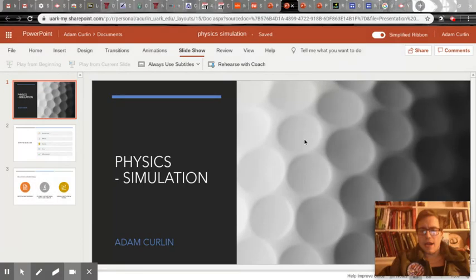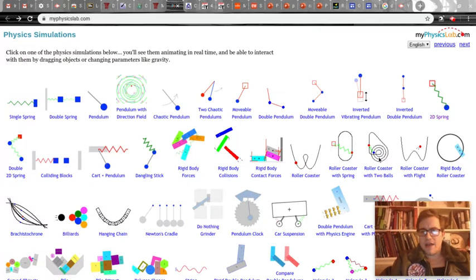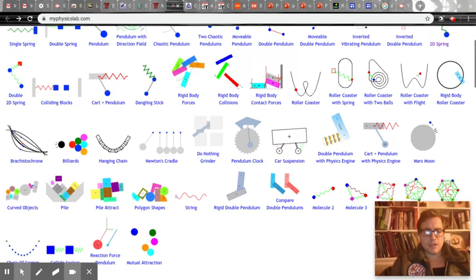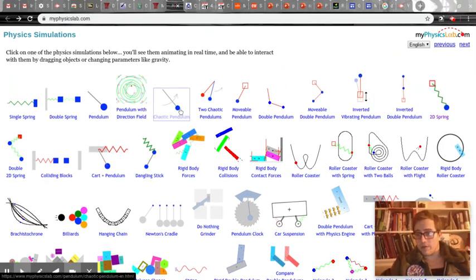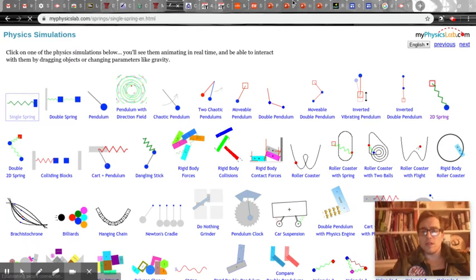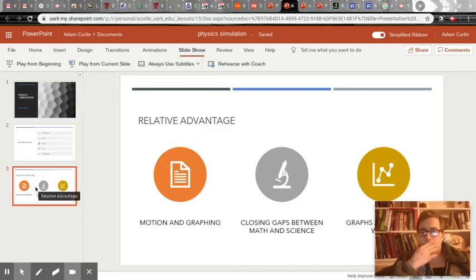So when we're looking at myphysicslab.com, we have an infinite amount of tools in which we're looking at in terms of how they're working. Now, the cool thing about this and the great thing about it, which really helps our students with relative advantage, is that it combines motion and graphing in the same motion.